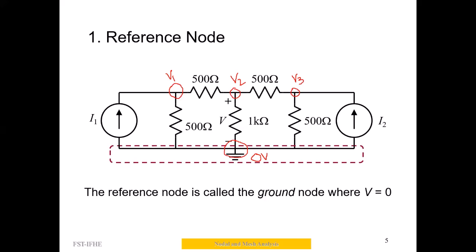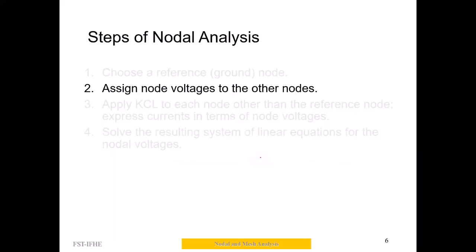Okay, so assign that reference node or ground node at 0 volts potential. Coming to the second step. Once you assign the reference node, we need to assign the node voltages. That means apart from the reference node, if there are n number of nodes, the nth node is considered as the reference node. N minus 1 nodes should be assigned as node voltages like V1, V2, V3 up to Vn minus 1. So the second step is to assign node voltages to the other nodes.